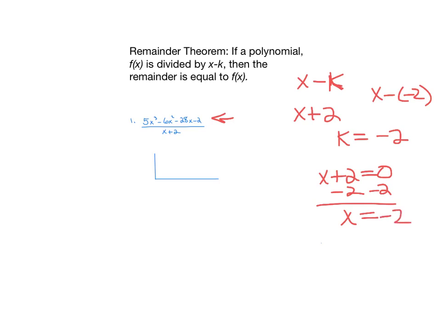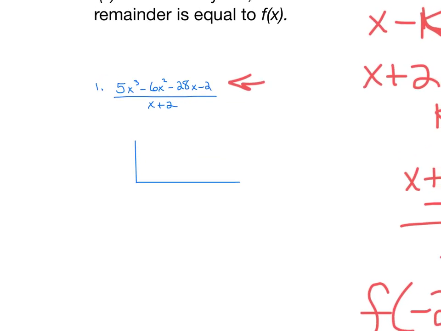So now, I'm going to do a synthetic division problem. And the answer that I get for the remainder is going to be the value of f of negative 2. So the process is the same. Take all the coefficients. We're going to fill them in. And we're dividing by negative 2. I'm going to bring down the 5.